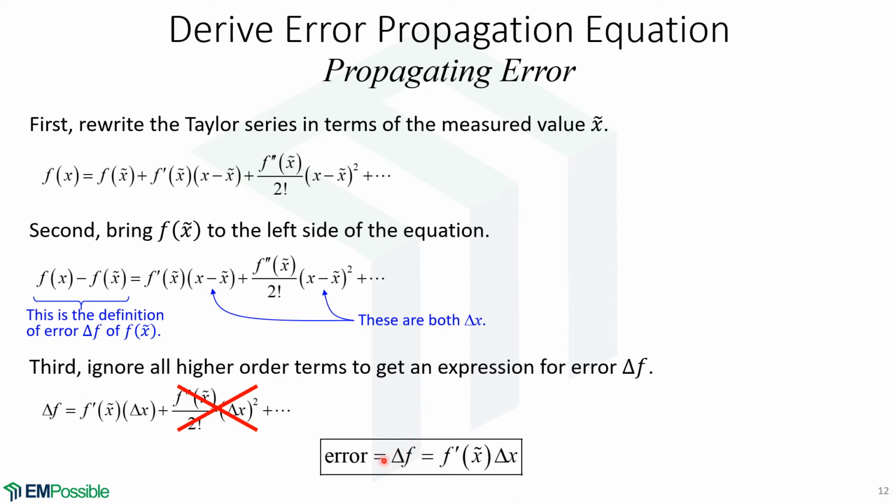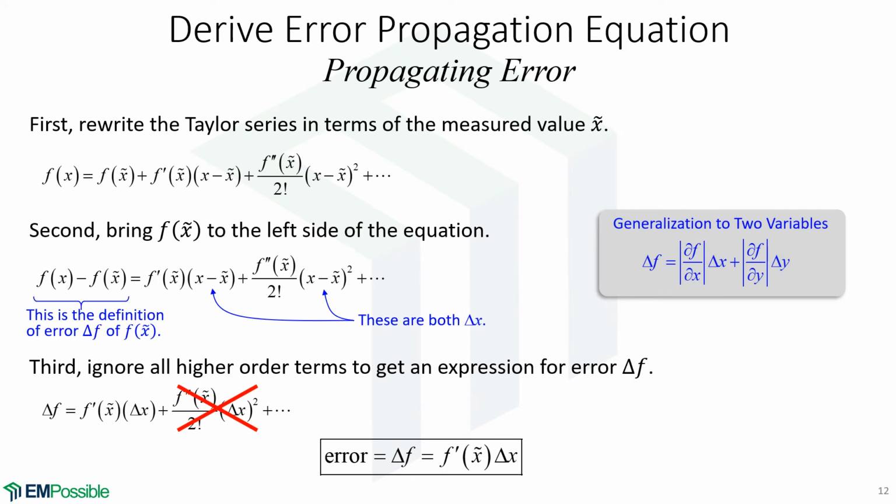So the error in f is the derivative of f evaluated at our x squiggly. That's the value of x that has the error in it. And then multiply that by the error in x that we know going into this. So this delta x is the error that's going to trickle through the calculation, and the delta f is the error after it gets through the calculation.